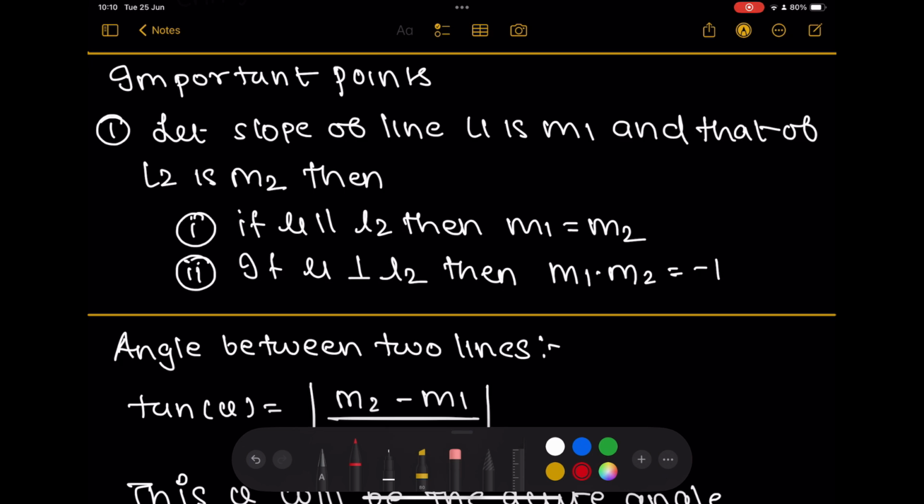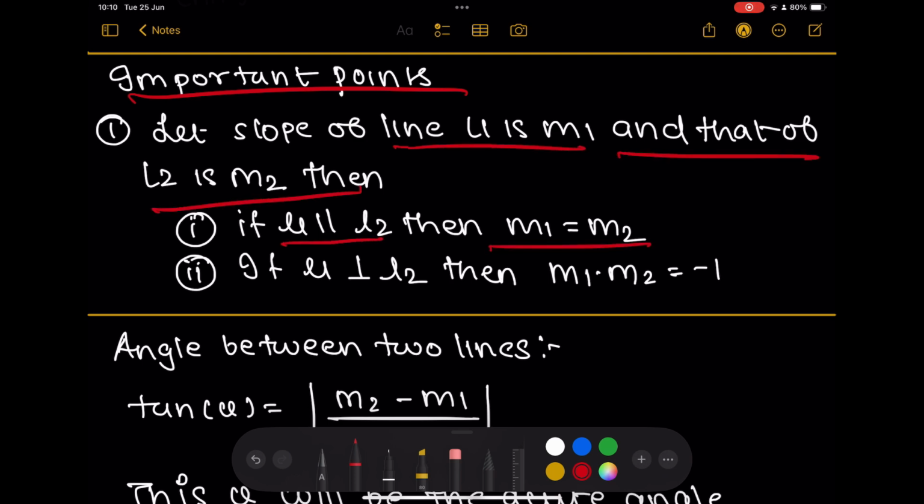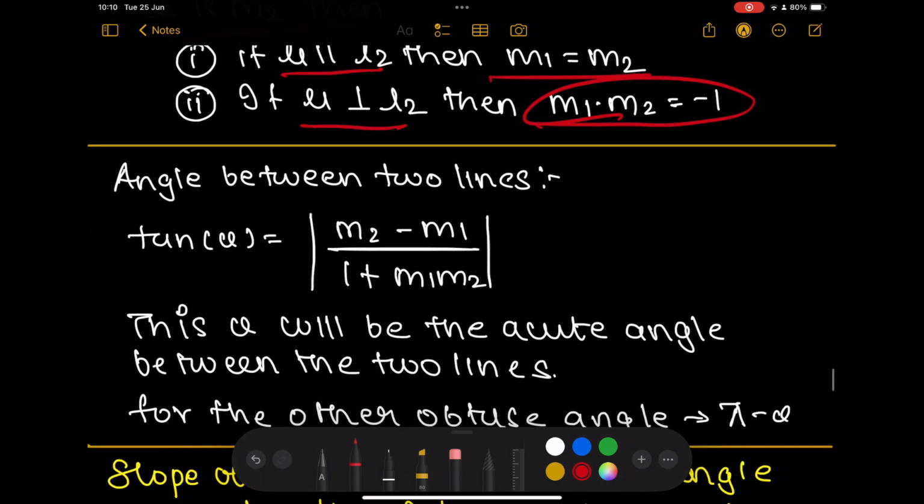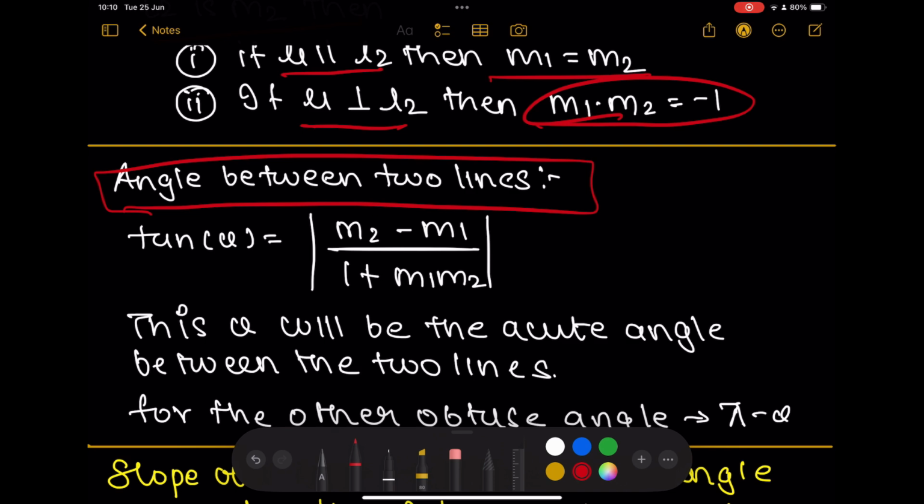Now, some other important basic points which you will already know. Suppose the slope of line L1 is M1 and that of line L2 is M2. If L1 is parallel to L2, then M1 must be equal to M2. If L1 is perpendicular to L2, then M1 into M2 must be equal to minus 1. This is very easy. Angle between two lines. This is also a very important concept, and you should have memorized this formula by now. If you have forgotten, then please revise now.